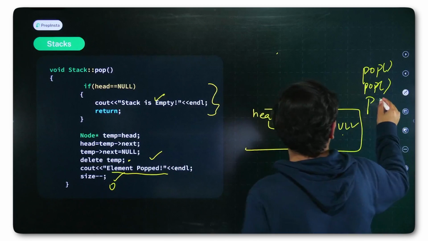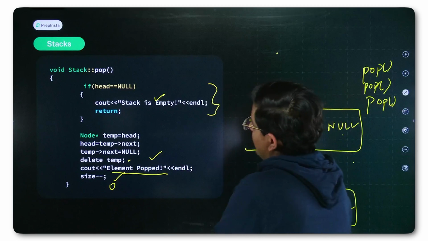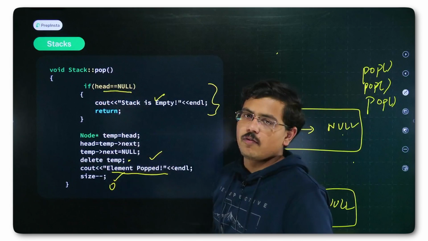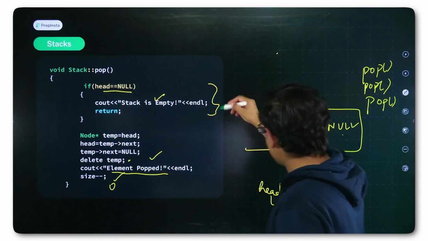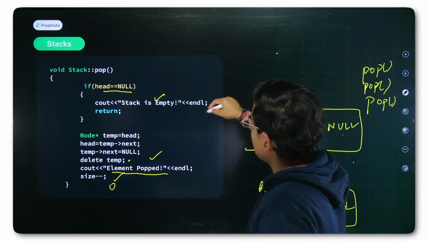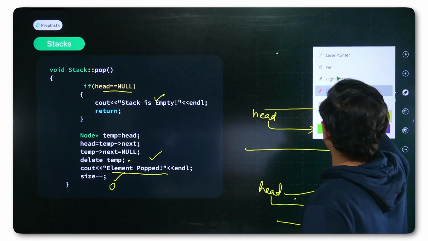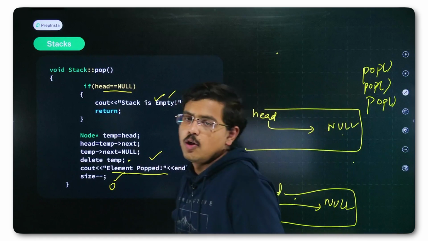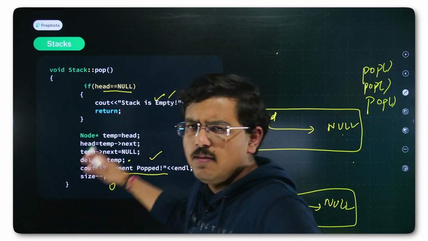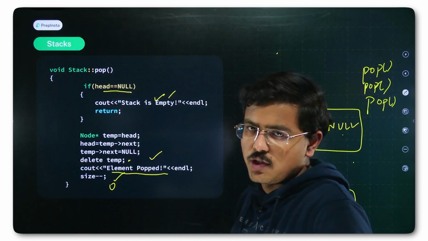Now if I do pop again, what will happen? This condition will get fulfilled. So this time the output you will get is stack is empty. You will get this printed. So that is how pop is implemented, and this is the basic linked list implementation.